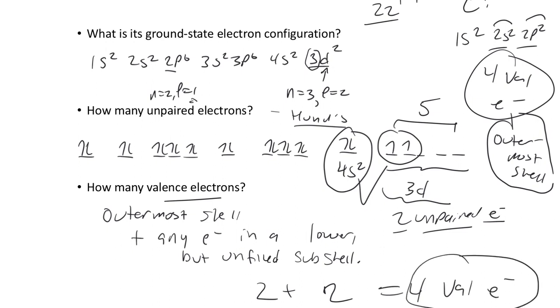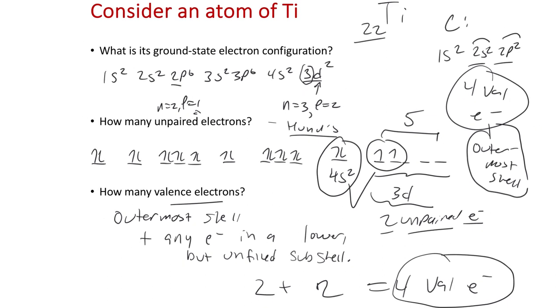Now, why this matters is that these are the electrons that are going to participate in bonding. These are the electrons that can be lost to make cations. These are the really important ones for us to focus our attention on as we get into bonding in Chapter 8. So identifying valence electrons is like identifying the electrons that are going to maybe overlap with each other to make covalent bonds, or the ones that might be shared or lost to make ions. And so we want to be able to identify the outermost shell, and then we also want to count any electrons in a lower but unfilled subshell.